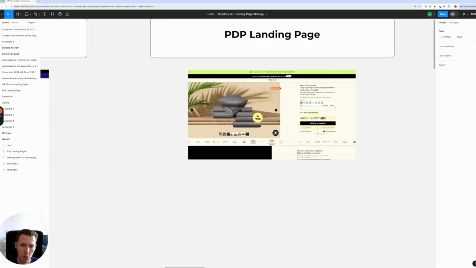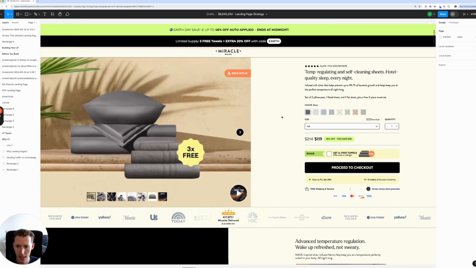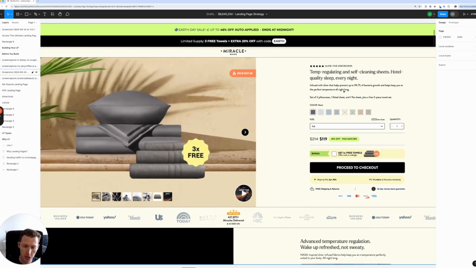So this product page landing page, it looks very much like a product page, right? It's built in the same structure where you have an image and you have your buy box section at the top above the fold. But what you're doing is you're changing the headline, you're changing the angle, the explanation, the way that the information is presented to appeal to a specific audience segment, or maybe a specific benefit or angle that you are going after, right?